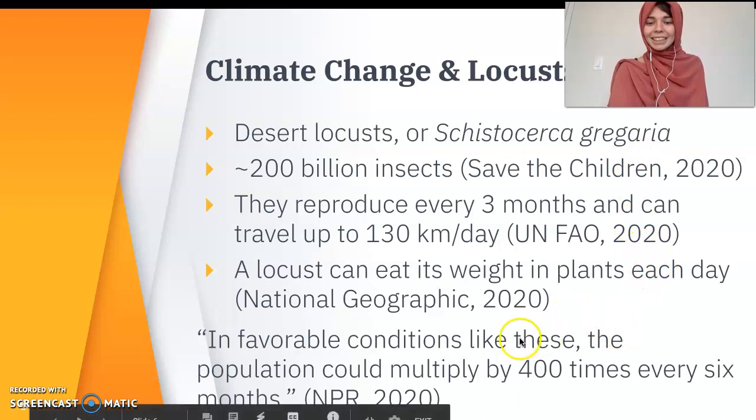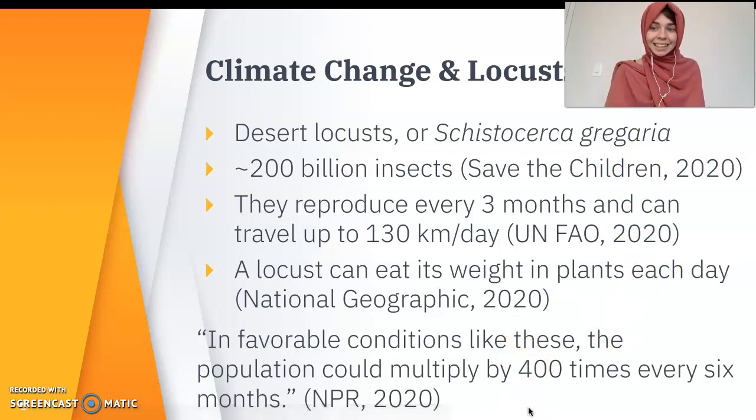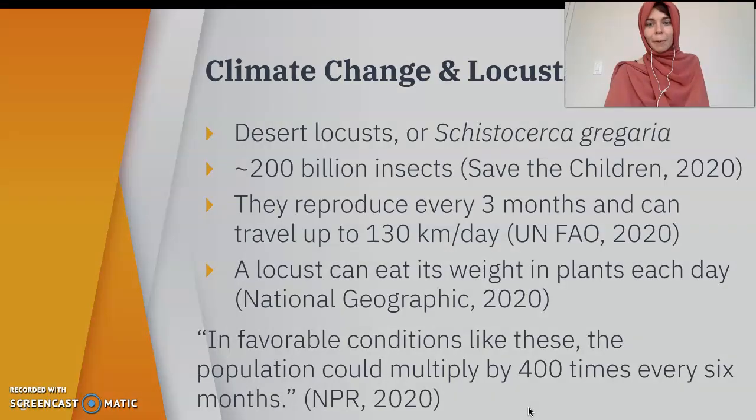In favorable conditions like these, so this could be something you'd research, but thinking environmentally, what has been going on that caused the locusts to come? The population could multiply by 400 times every 6 months. So something we definitely need to be concerned about.